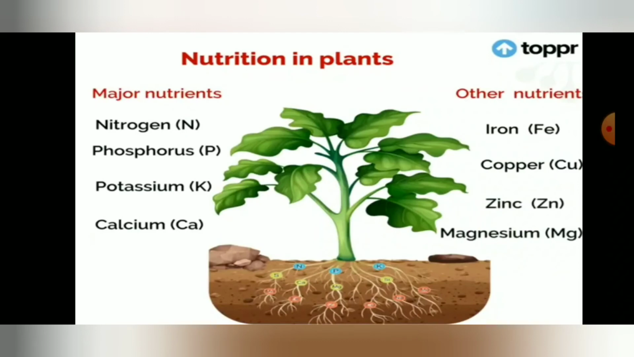Nitrogen is represented by the symbol N, phosphorus by P, potassium by K, calcium by Ca, iron by Fe, copper by Cu, zinc by Zn, magnesium by Mg. So these are all nutrients which are present in the soil. They get utilized by the plants for their growth. So after the utilization by the plant body, these decrease in the soil.